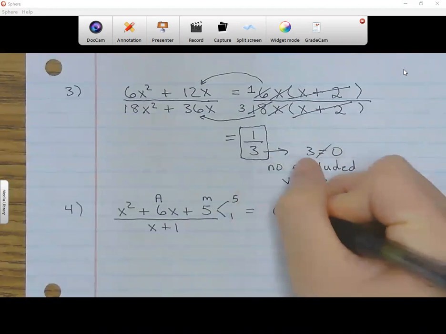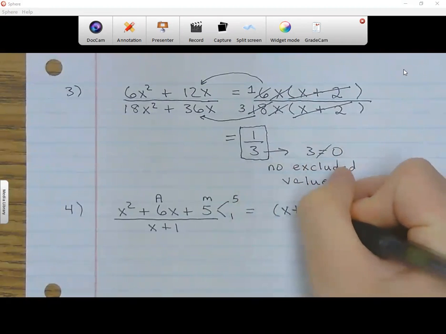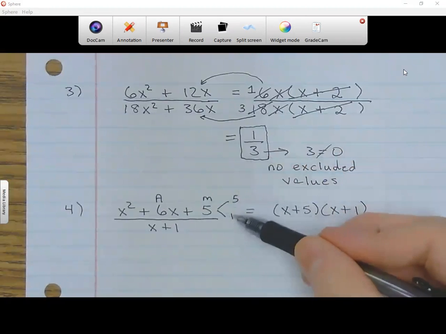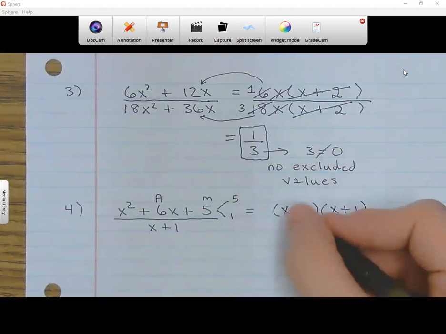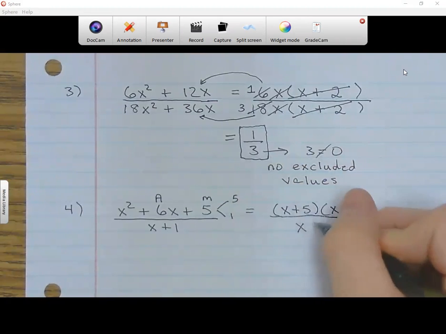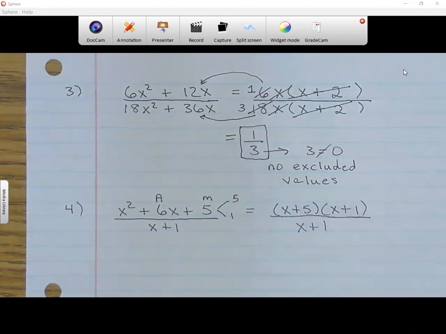So on the top, I have x plus 5 and x plus 1, just using these 2 numbers right here. The bottom can't be factored, so I just leave it on its own. Okay, so now what's the same on the top and bottom? What can we cancel out? We can cancel out the x plus 1s. So those are gone.